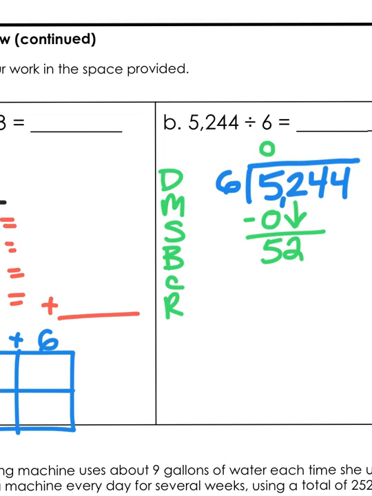I repeat. So then I would ask myself, how many groups of 6 can I get out of 52? Well, 6 times 10 is 60, so that's too big. 6 times 9 is 54. That's too big. 6 times 8 is 48. And I would subtract. I would put my difference down there. I would then bring down the 4, and I would keep going.